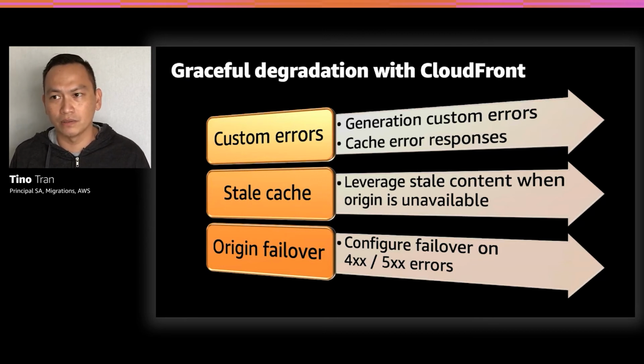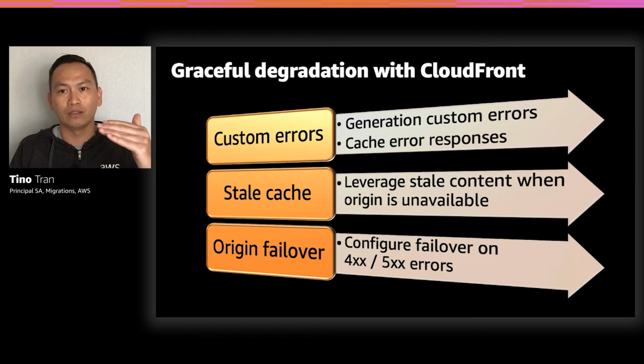Custom errors, for example. If the server starts throwing errors, you can actually serve a static pretty page. And you might have seen this pretty page when you're using Amazon.com. Sometimes you might find a nice picture of a dog with the "oops, something happened," right? It's just a much better experience for your customers.